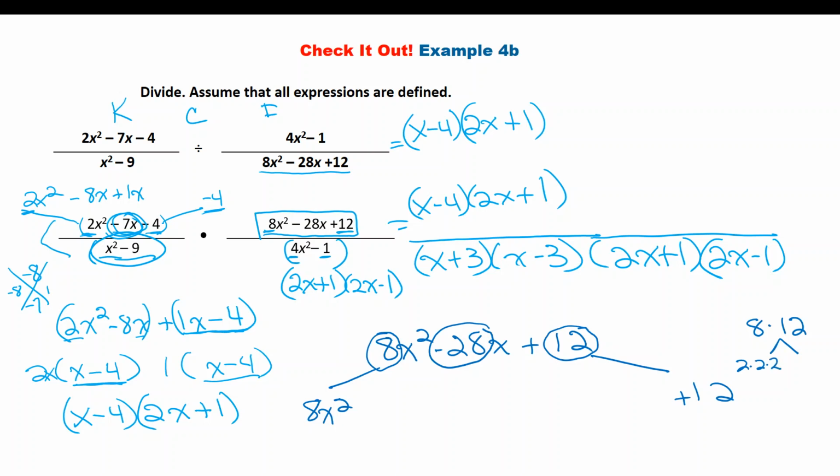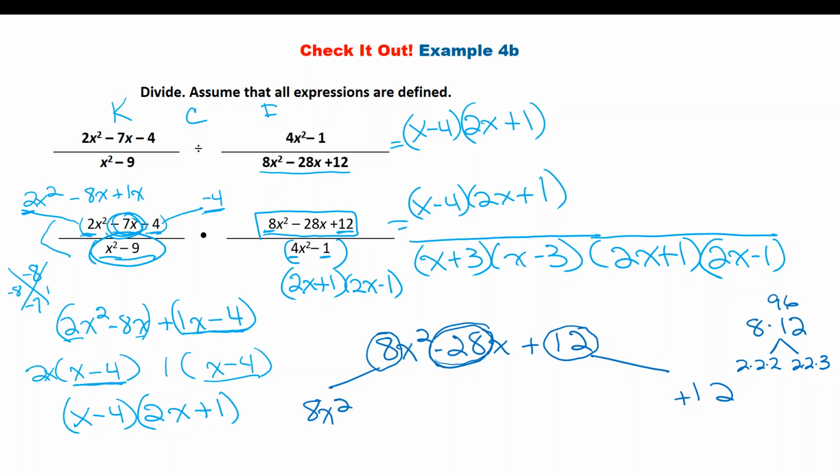And I know my factors of 12 are 2 times 2 times 3. So now I need to figure out how I can arrange this so that I have two numbers that multiply together to get 8 times 12, which is actually 96, and add together to get my negative 28.